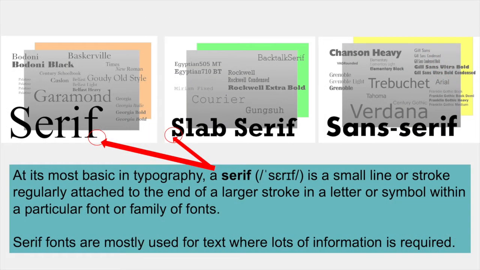The next type of fonts we're going to talk about are serif, slab serif and sans serif. So if you remember nothing else in typography, a serif is literally just a small line or a stroke that's attached to the end of a letter. Those are the little curves, blocks or little bits of style added to the end of a letter. Serif fonts are mostly used for text where lots of information is required. The only exception to this rule are the sans serif, which are a little bit bolder, and sometimes those are used for headings as well.